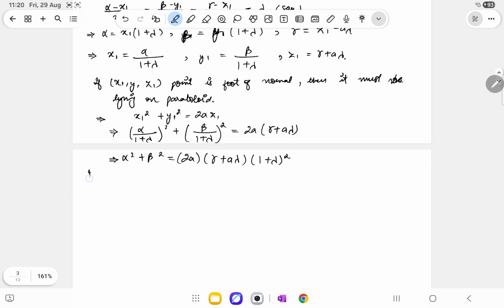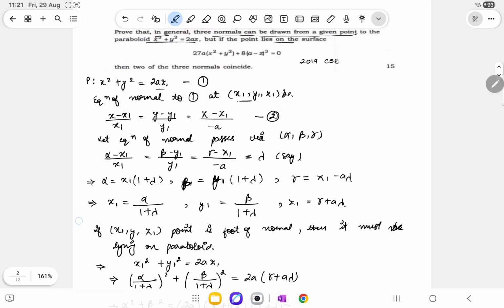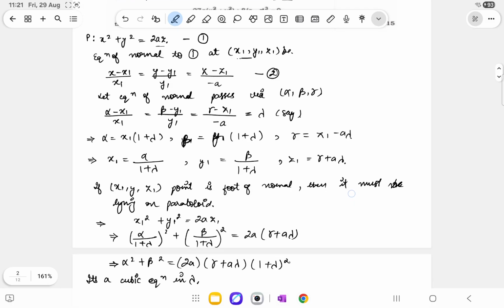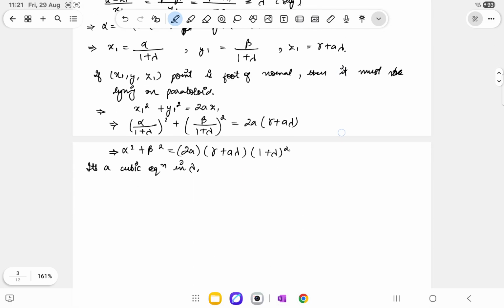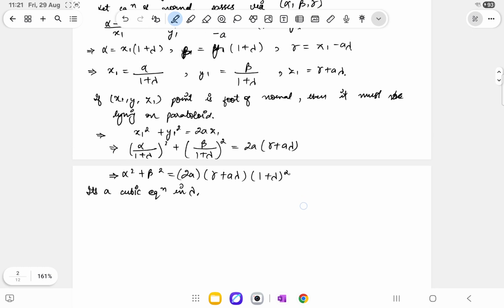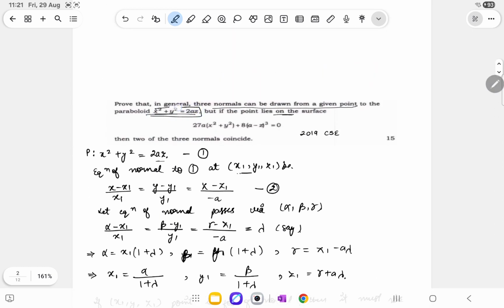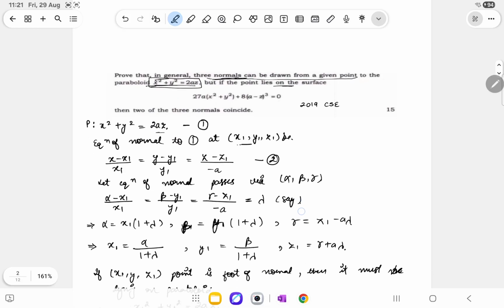So if you observe, it's a cubic equation in lambda. So if I solve it, I'll basically get 3 values of lambda, and for those 3 values of lambda I'll get 3 feet of normal, if my normal is passing via a given point alpha comma beta comma gamma. So I can conclude that in general a given paraboloid has three normals from a given point alpha comma beta comma gamma.